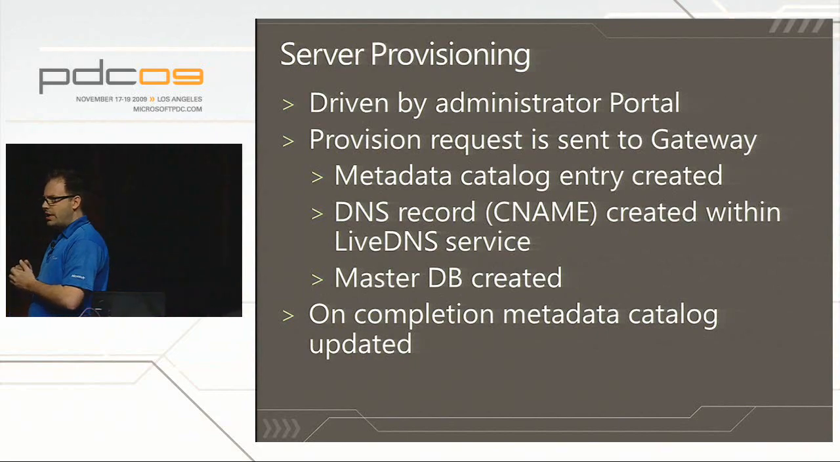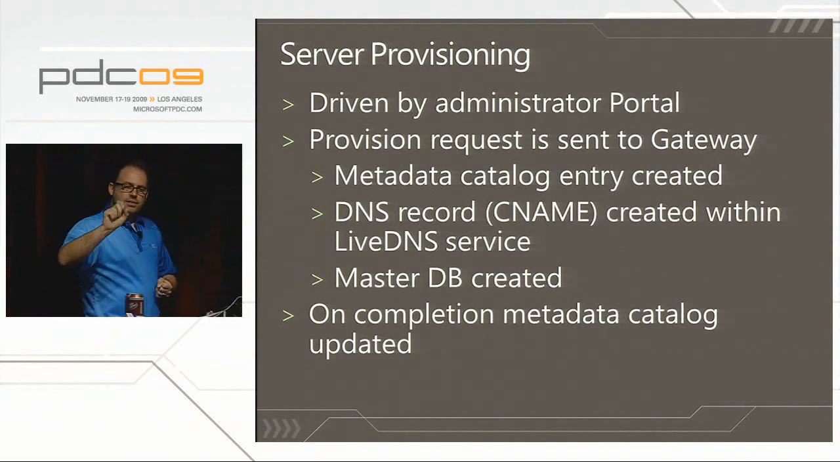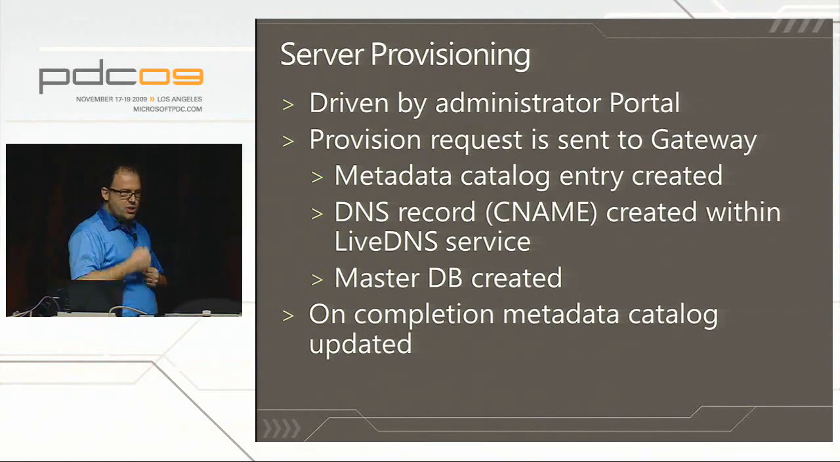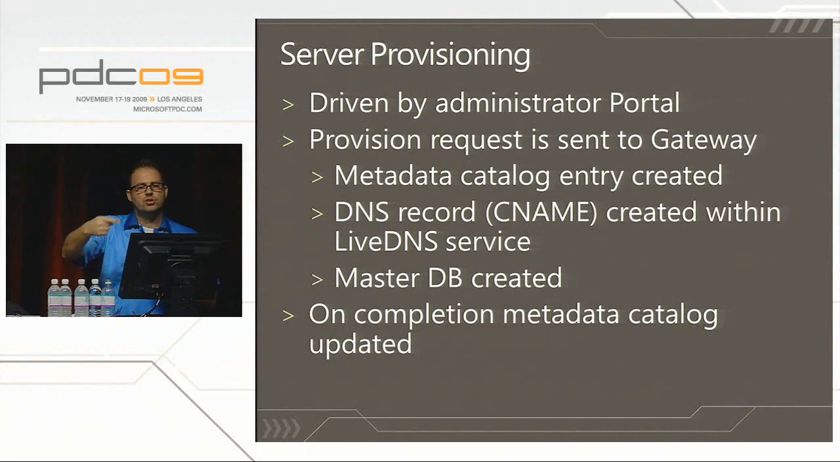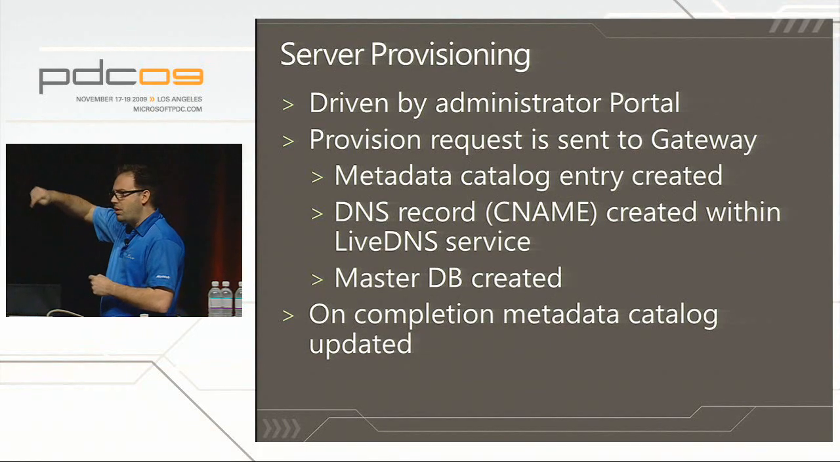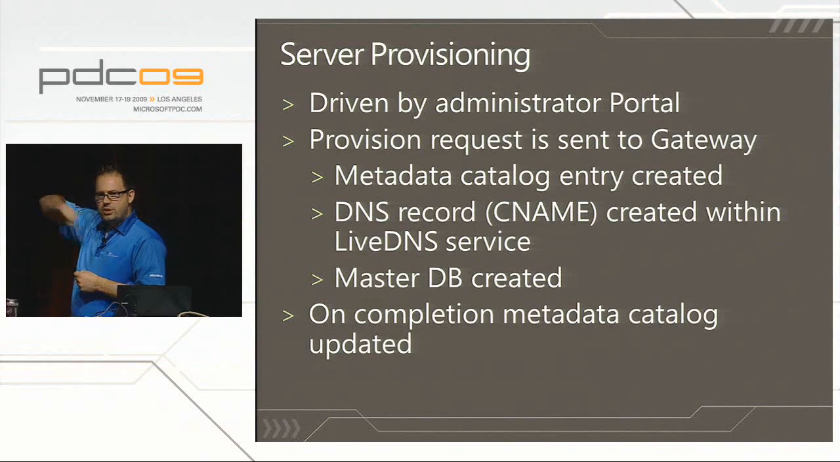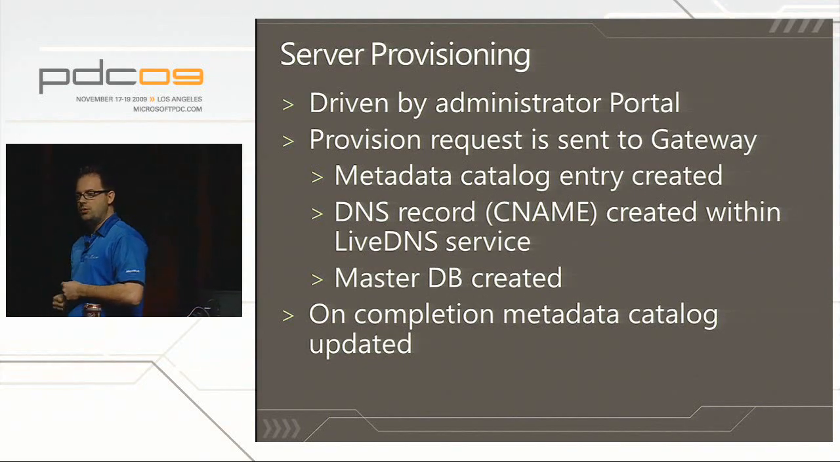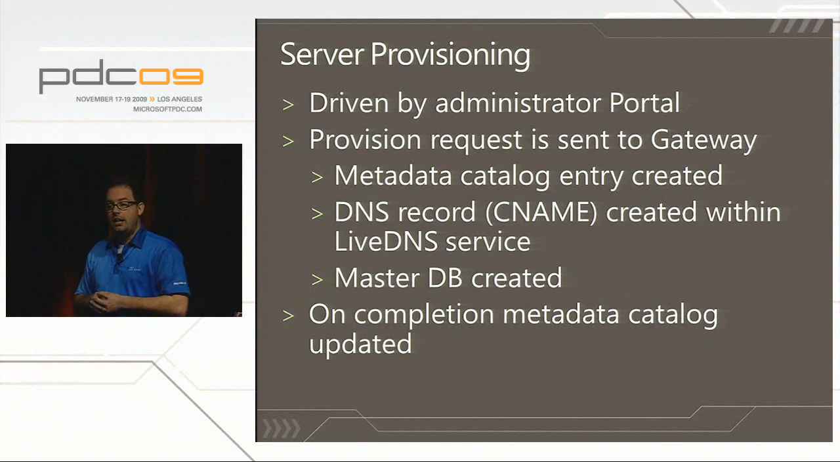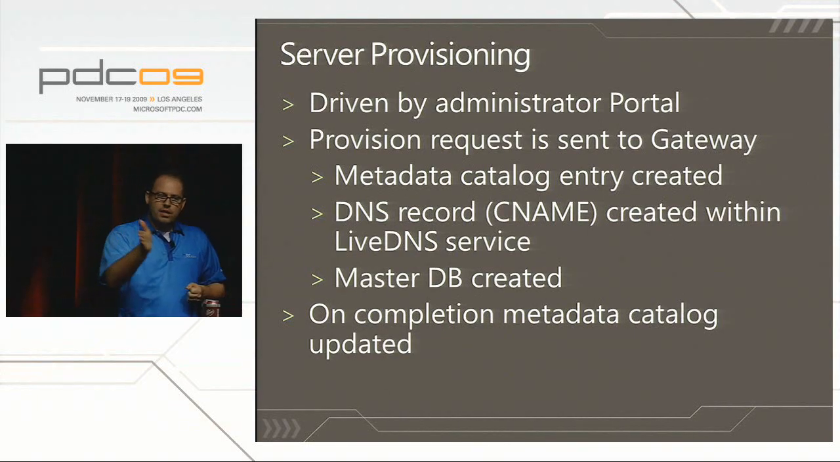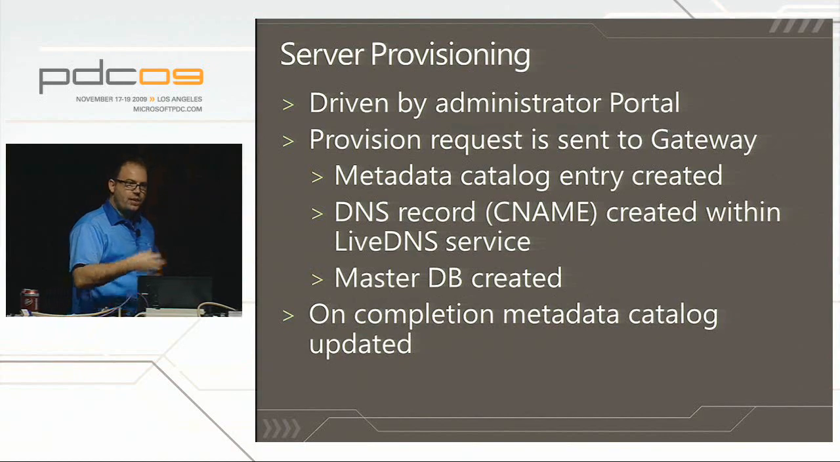So someone rolls up to our administrator portal, they enter their Live ID. If they haven't redeemed an invite code, they enter their invitation code, enter some credentials, and the journey begins. So what happens is in this case, the gateway receives a provision server request. We go through and we make an entry in our metadata catalog saying, hey, we're about to create the server foo. We then go through, establish your geolocation by connecting to a Live DNS service, which is a dynamic DNS service, which allows us to create alias records or CNAME DNS records. And then after that's done, the master database is created and prepared for your use.